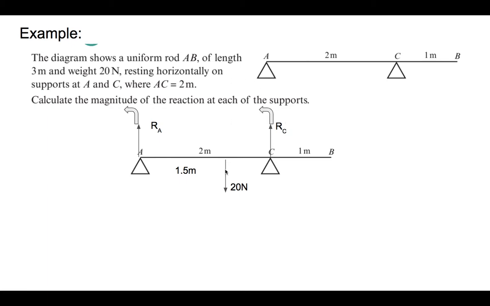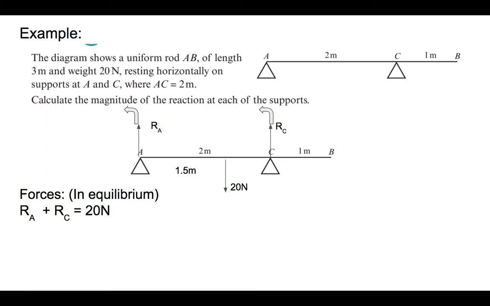And then my 20 Newton force, so if I was to pull the rod down from the middle, that would act in this direction, which is a clockwise force. Hopefully that arrow will appear in a minute. Looking at the forces though, because the forces are in equilibrium, we've got RA and RC, and we know that RA plus RC would have to equal 20.